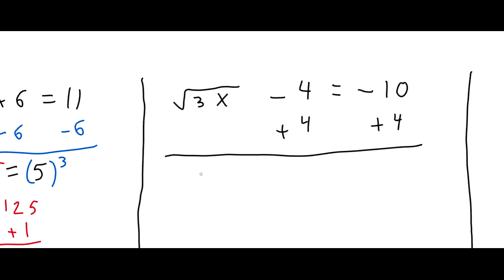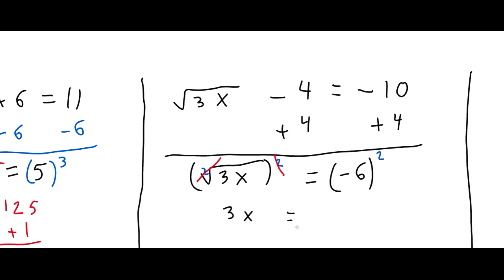That means you have the square root of 3x equals negative 6, because negative 10 plus 4 equals negative 6. Now, since your index is 2, we just don't write that 2 when it's a square root, we have to raise both sides of the equation to the power of 2. We do that because a radical with an index of 2 and then a power of 2 cancel each other out. So we have 3x equals negative 6 squared.